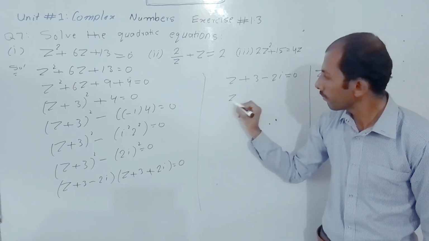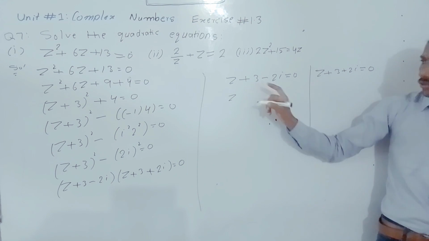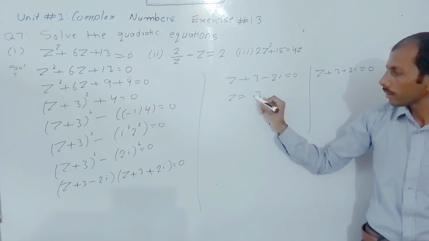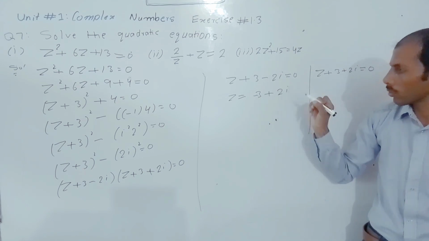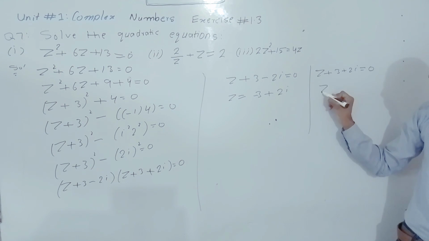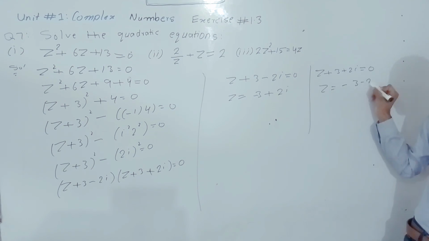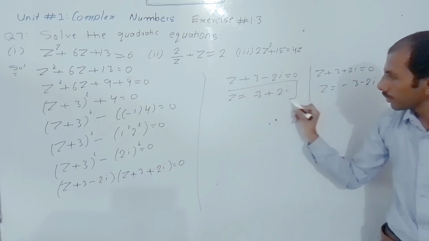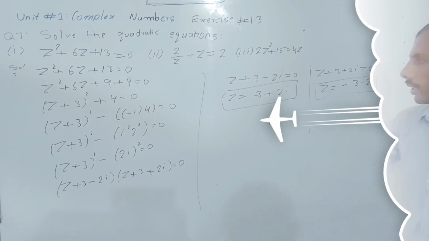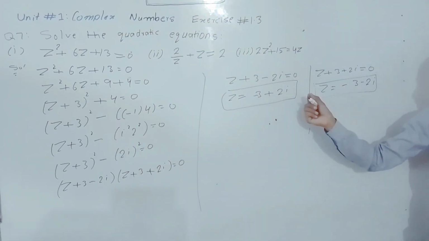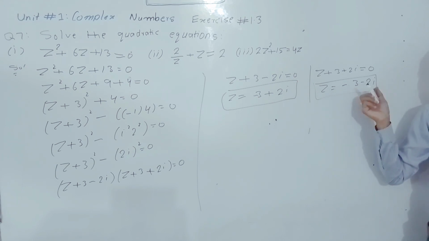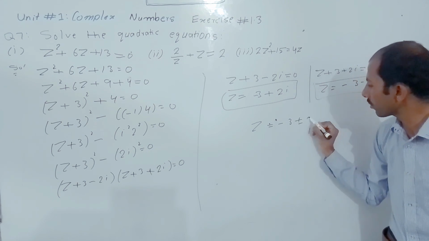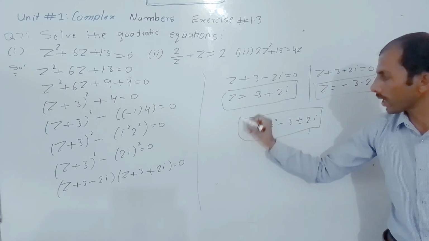So z, taking the minus, z is equal to minus 3 plus 2 iota. So next, z is equal to minus 3 minus 2 iota. z is equal to minus 3 plus 2 iota, z is equal to minus 3 minus 2 iota can also be written in the form of z is equal to minus 3 plus minus 2 iota, which is the required solution.